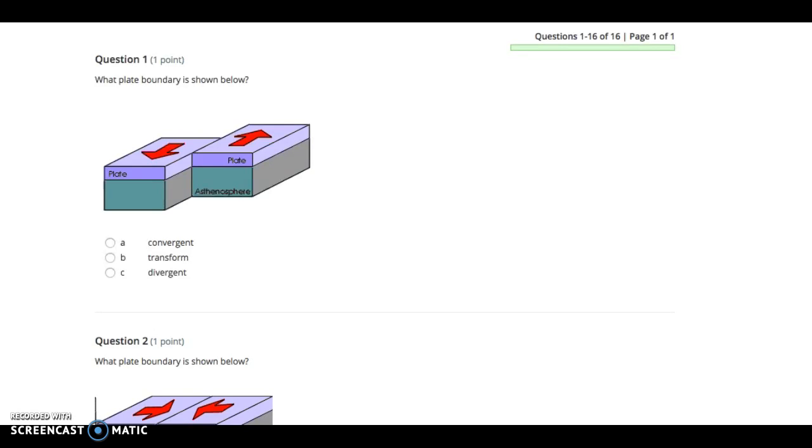I'm going to read the questions and the answers to you for the quiz. At any point, you can pause the video and rewind if you need to hear anything again. Question number 1. What plate boundary is shown below?